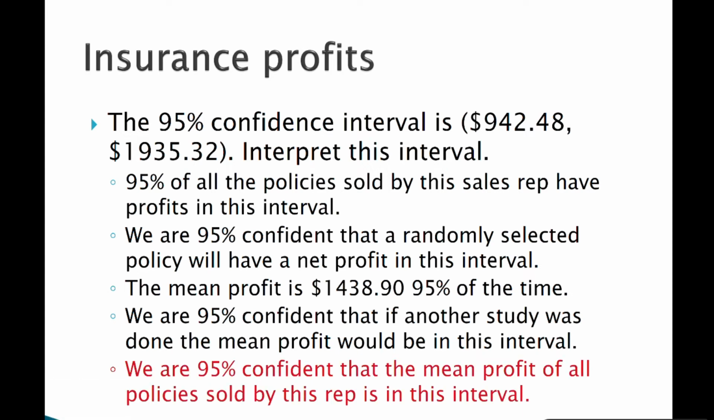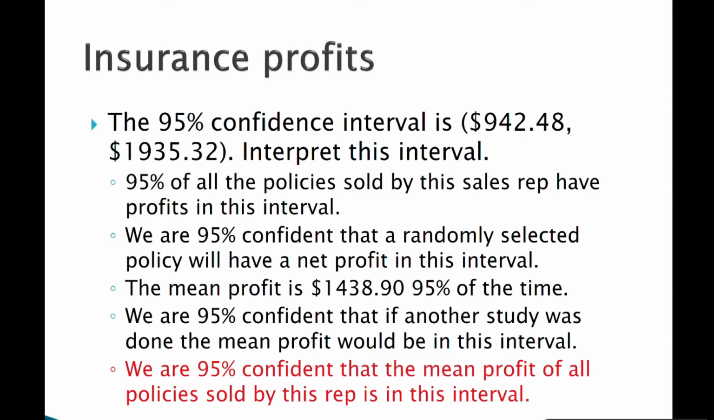Okay, so the correct interpretation is we're 95% confident that the mean profit of all policies sold by this rep is in the interval. So notice this is the parameter that we were trying to estimate, the mean profit of all policies. And we're always trying to estimate the parameter. So that's what you should be looking for. So let's sort of talk about why the other ones don't work. So the first one says 95% of all the policies sold by the sales rep have profits in this interval. So that's talking about individual policies, right? Individual policies, that's never what we're looking for with a confidence interval.